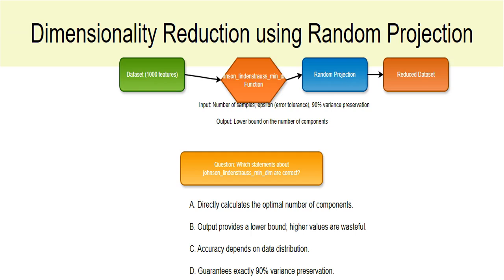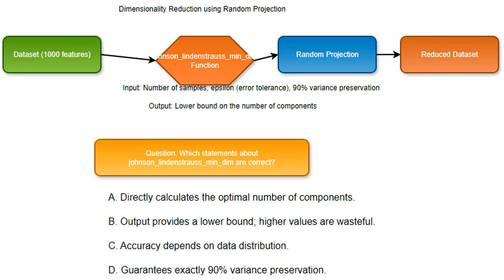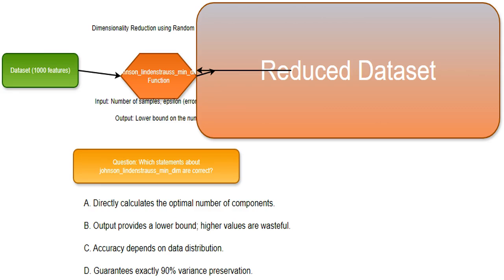I'm working with a dataset here that has 1,000 features, which is pretty high dimensional. It means each data point has 1,000 characteristics. This is where dimensionality reduction becomes really important for efficiency and performance. I'm employing a technique called random projection to decrease the number of features while attempting to preserve the underlying structure of the data. This method is efficient and uses the random projection techniques powered by johnson_lindenstrauss_min_dim for dimensionality reduction. This statement is incorrect.